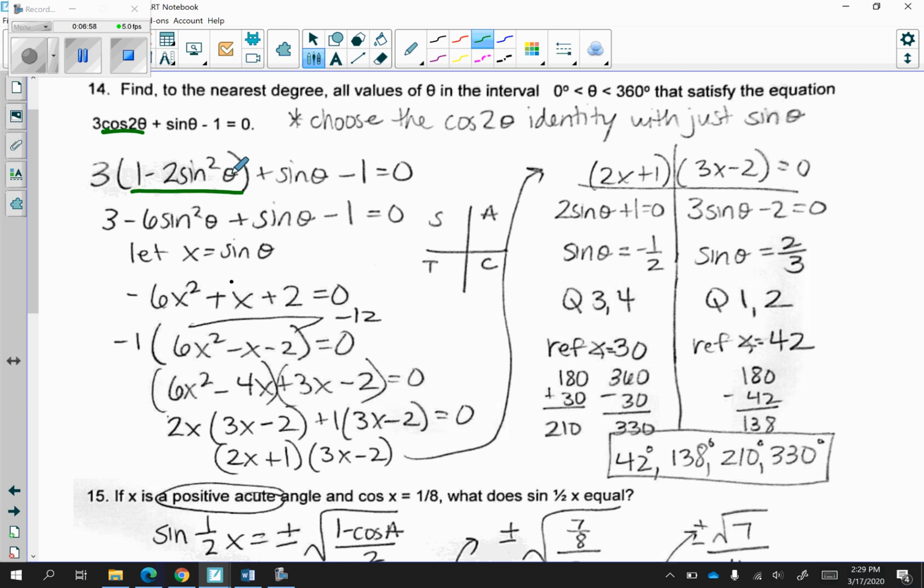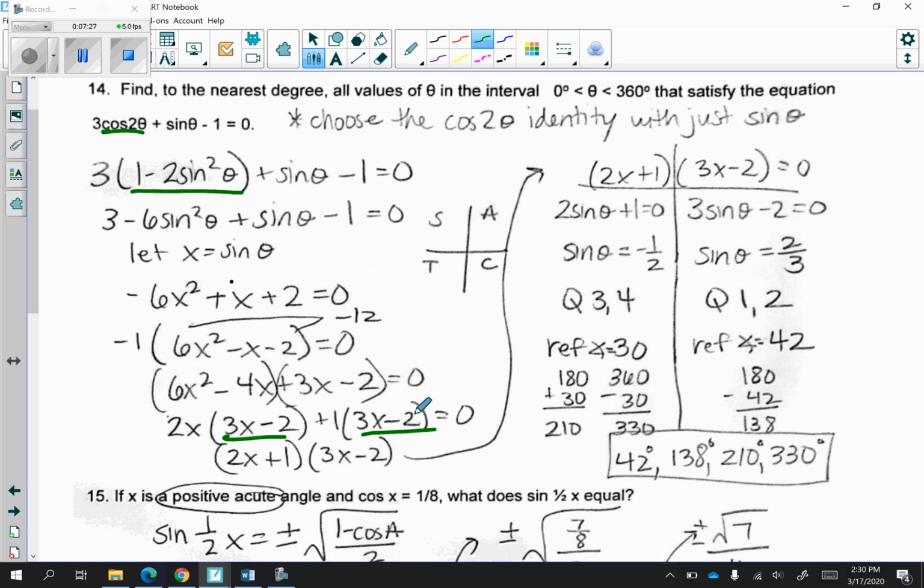I distribute the 3, I multiply, and then it turns into a factoring question where I let x be equal to sine of theta. I pull out that negative 1. I factor using grouping. Remember, the two binomials have to match, which they do in fact, and I get 2x plus 1 times 3x minus 2 is equal to 0. That's when I replace the x with the sine of theta. I get sine of theta is equal to negative 1/2, sine of theta is equal to 2/3.